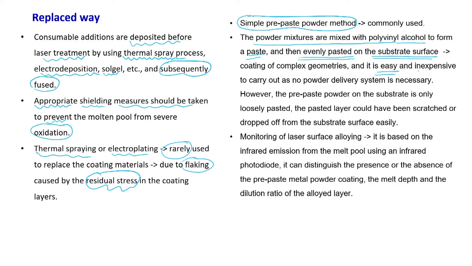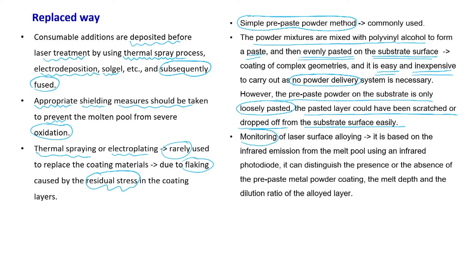In that way, it is easy and inexpensive as well, as we do not require any special equipment such as the powder delivery system, its control. So, all these things will get removed, and that will save a lot of money as well. However, the disadvantage of this method is that the pre-paste powder on the substrate is only loosely pasted. There may be chances of having removal of the powder when we apply the laser source. So, the powder may get scratched or it may be dropped off when we process the substrate material. So, we have to be very careful when we apply the laser beam energy on the pre-pasted powders.